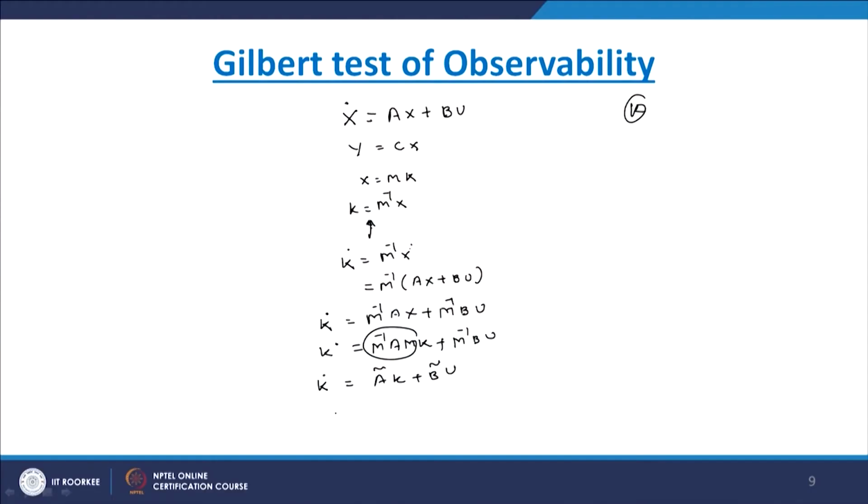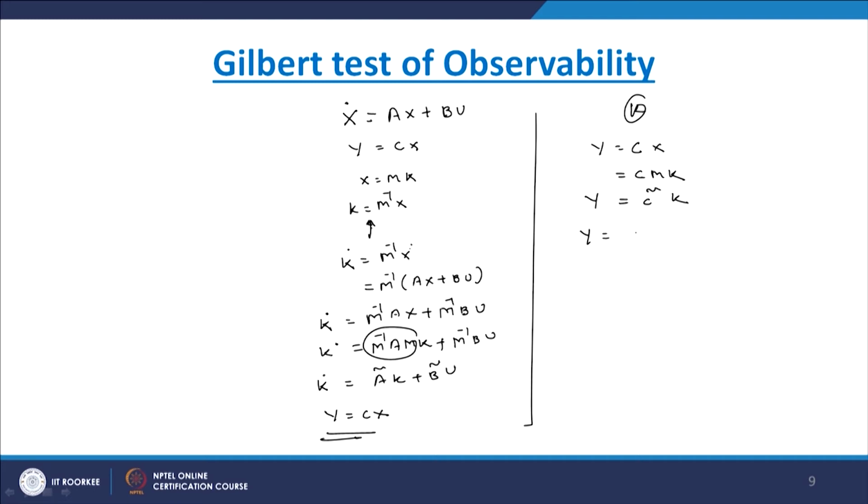It concerns the output. Therefore, although we derived this, it cannot solve our purpose. What we are concerned with here is the output equation. So, output is y equal to C x, and now if you write y equal to C x, here x is M into k, so C bar into k.